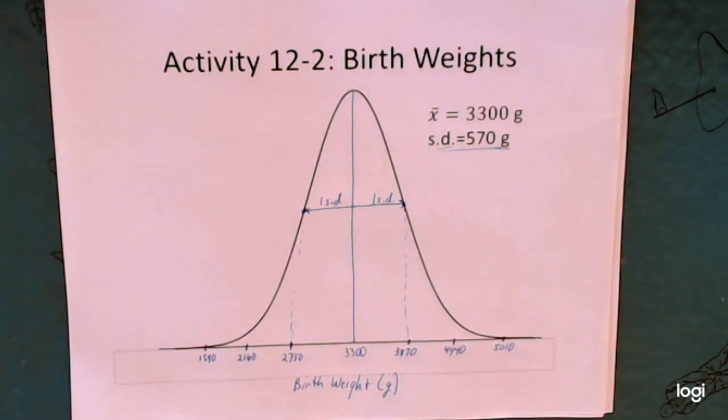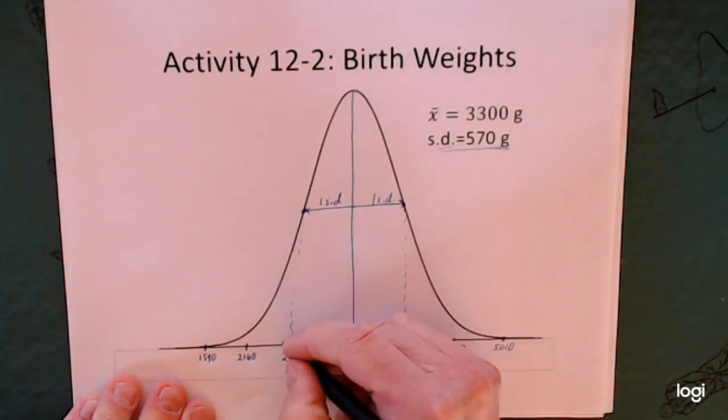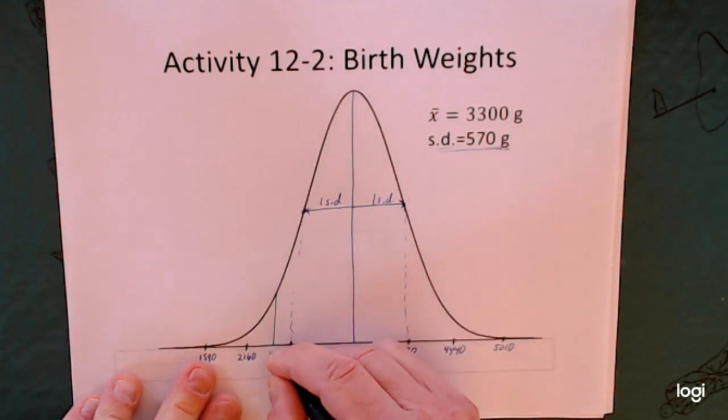Now it says shade the region corresponding to the probability that a randomly selected baby will have low birth weight. We said low birth weight is 2,500 grams. So good, we've got things labeled pretty well here. I'm going to go to at least roughly where 2,500 grams is. Not perfect, I know.